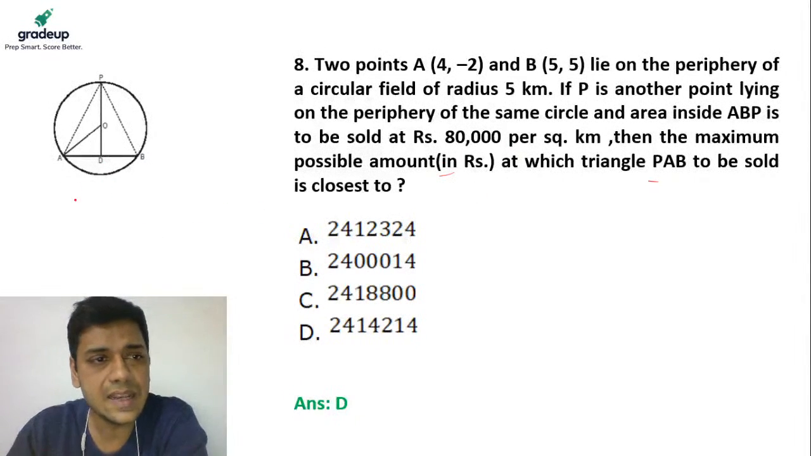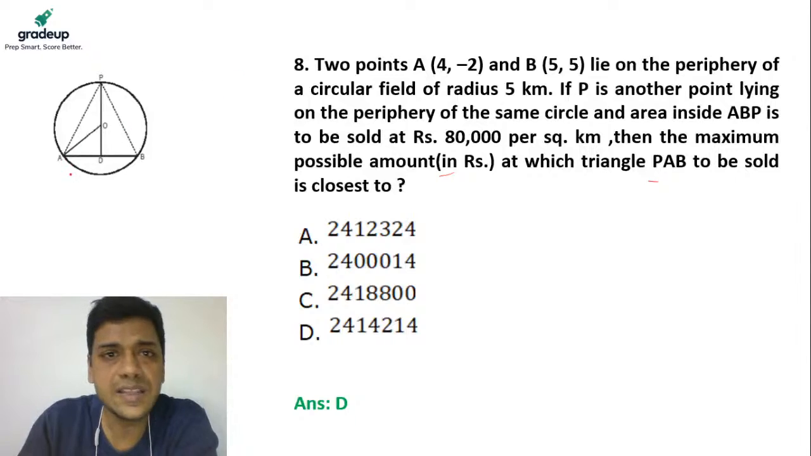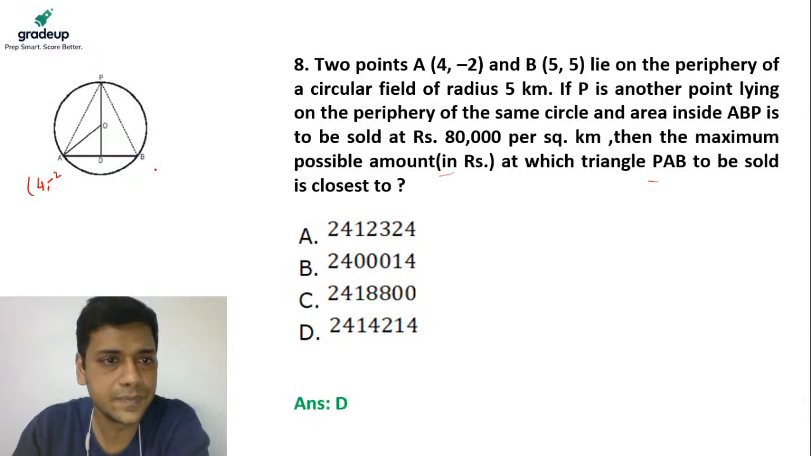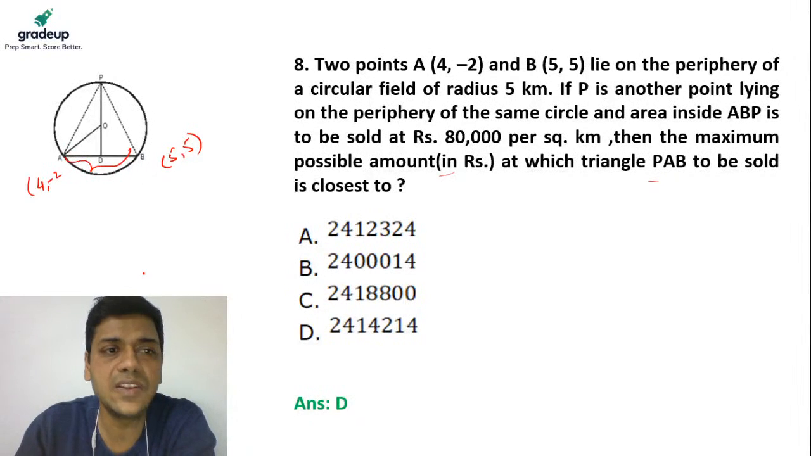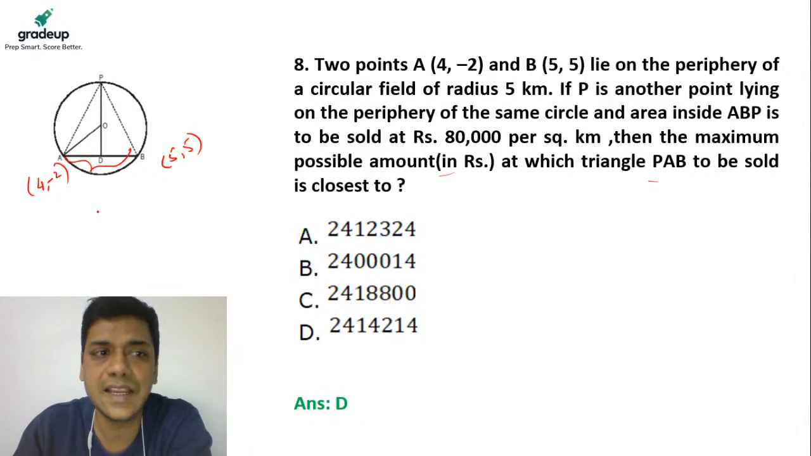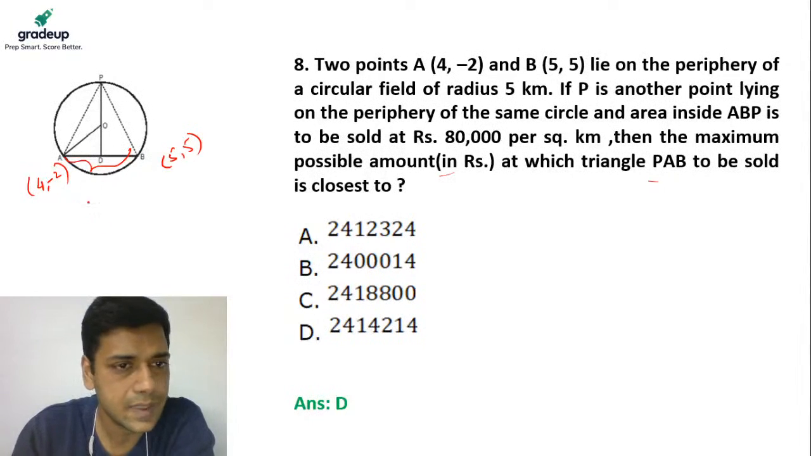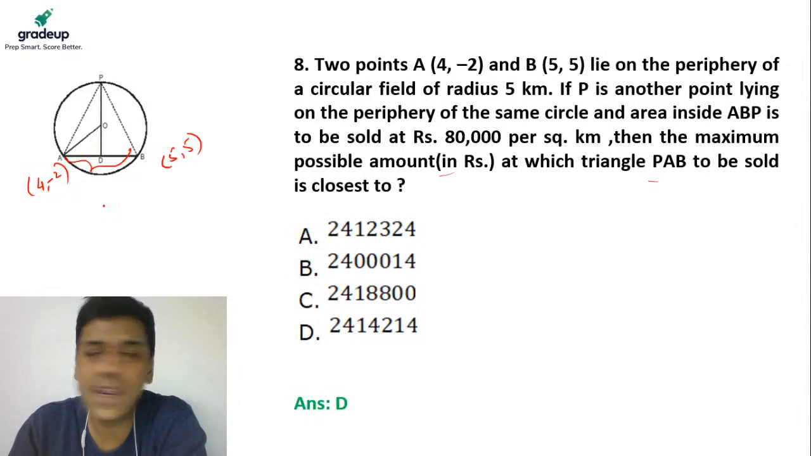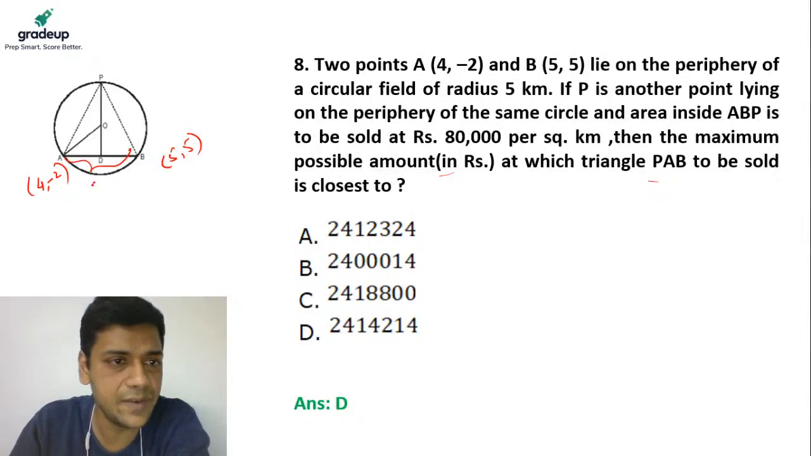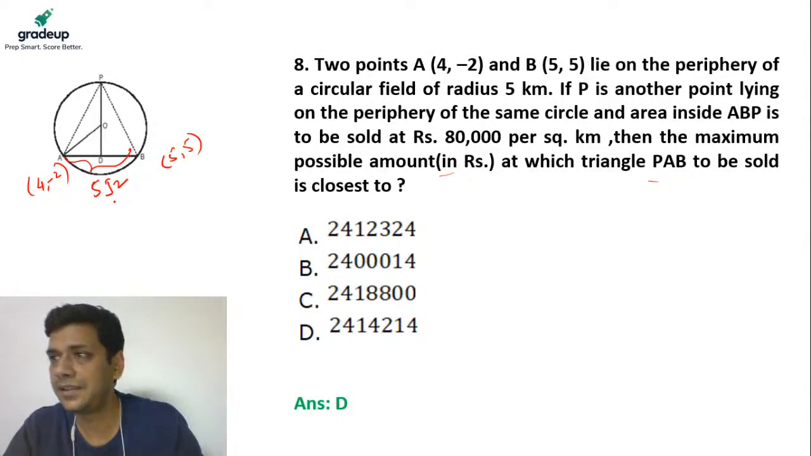Now let's look at it this way. What is A? A is (4, -2), and B is (5, 5). So what's the length of this? This length would be under root 7 square plus 1 square, which means 5 root 2. Yes, this is 5 root 2.